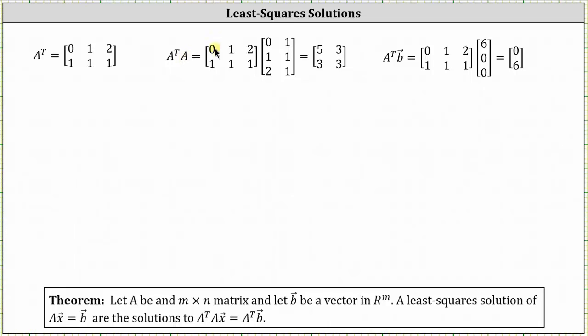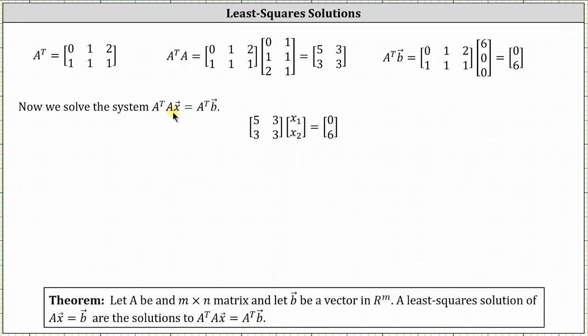So now that we have A transpose times A as well as A transpose times vector b, step 2 is to set up and solve the equation A transpose times A times vector x equals A transpose times vector b, which gives us the following matrix equation. Next, we write the corresponding augmented matrix and write it in reduced row echelon form. So for the augmented matrix, the first row is 5, 3, 0, the second row is 3, 3, 6. With the augmented matrix in reduced row echelon form, notice x1 equals -3, x2 equals 5, and therefore the least squares solution is the vector -3, 5.